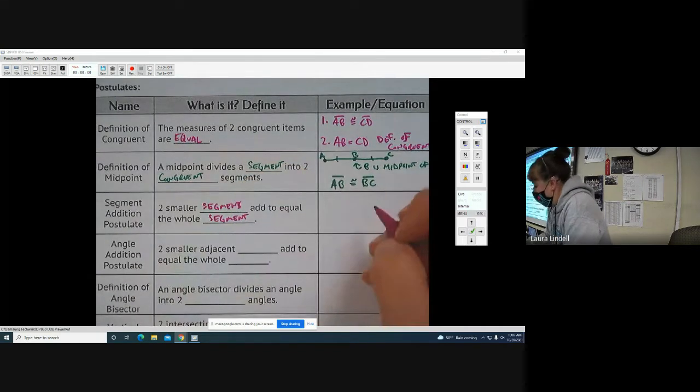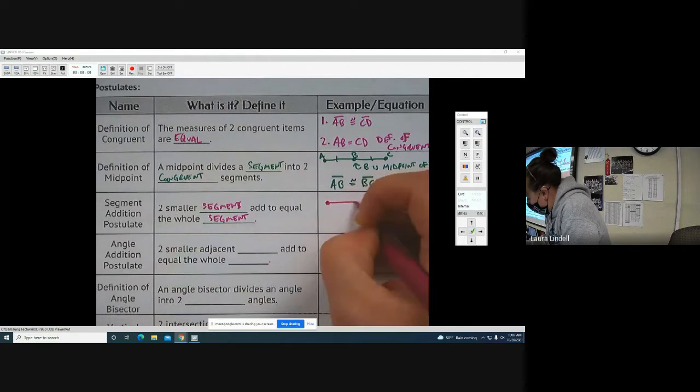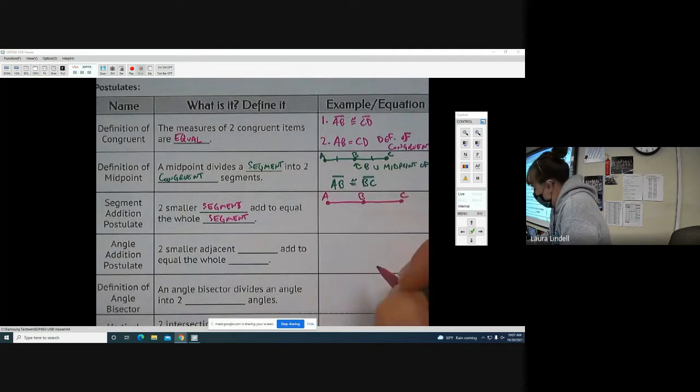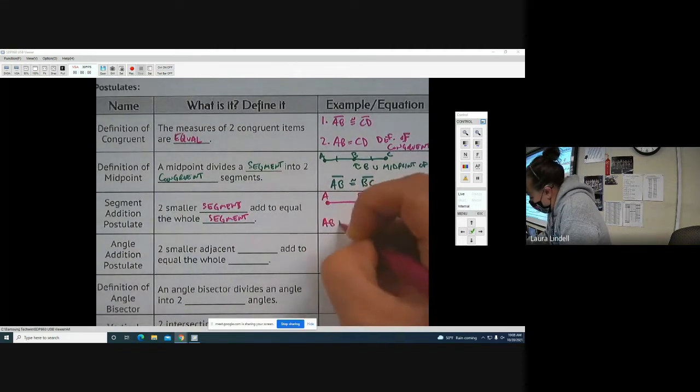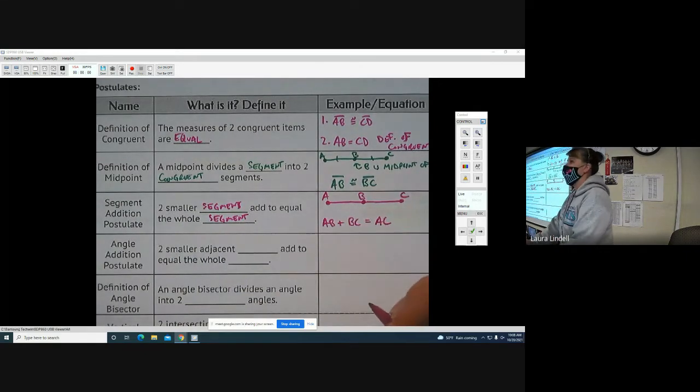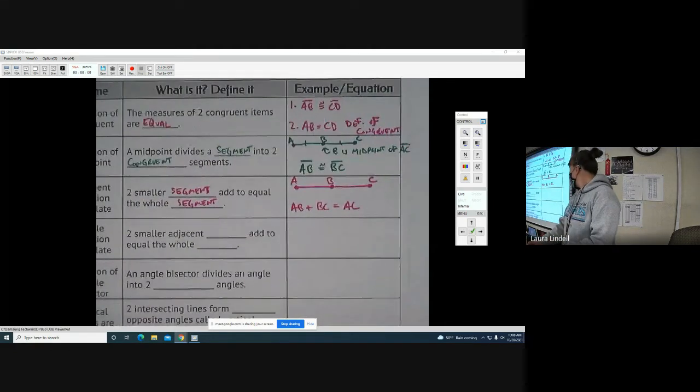It's the idea that if you have a picture like this, with B between A and C, then AB plus BC is equal to the whole thing, AC. So anytime we see a picture like this on the statement side of our proof, the reason is the segment addition postulate. That's what allows me to add those two segments and set it equal to the entire thing.